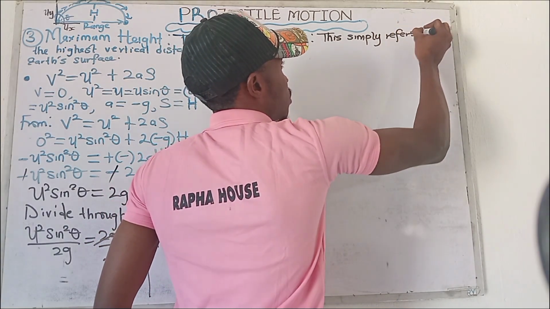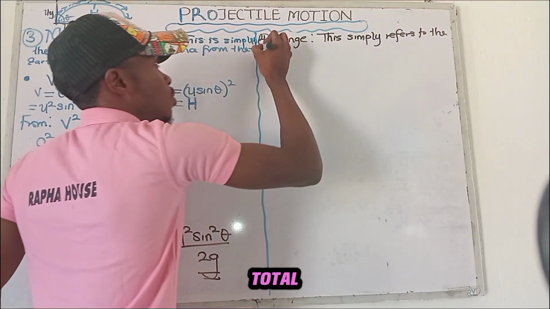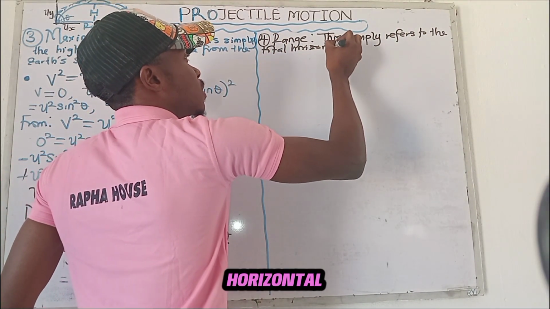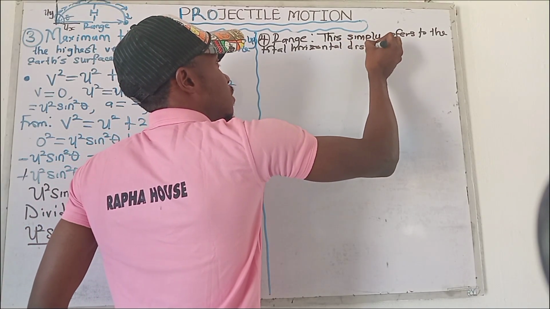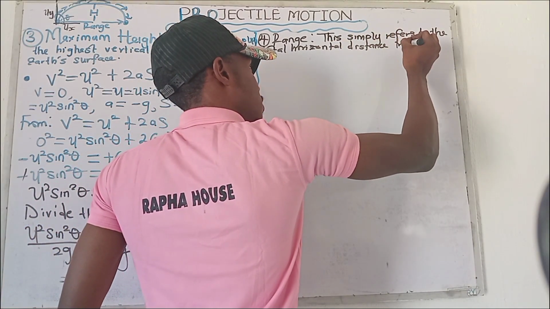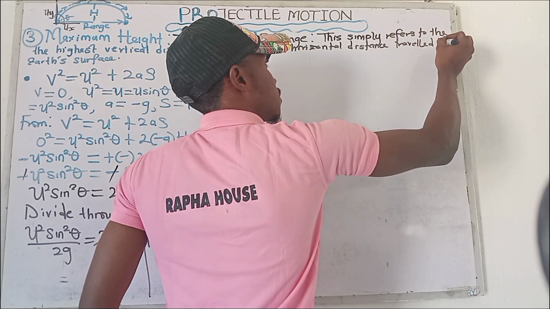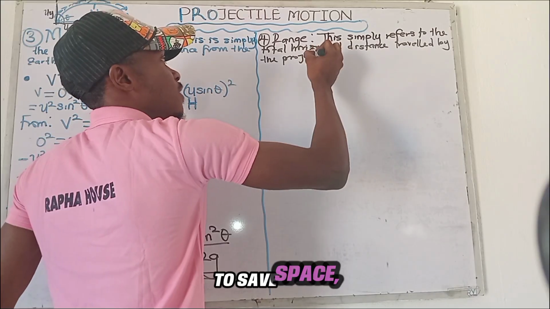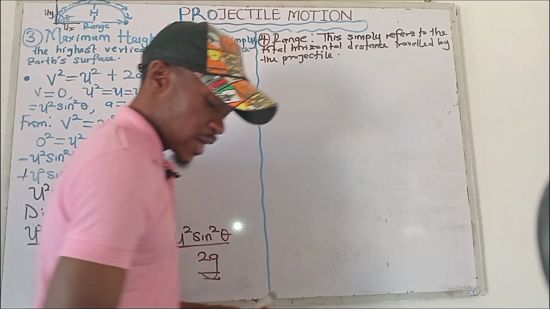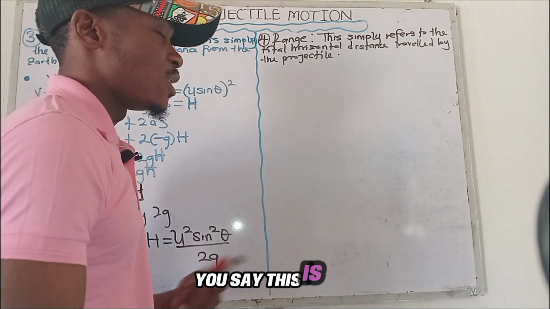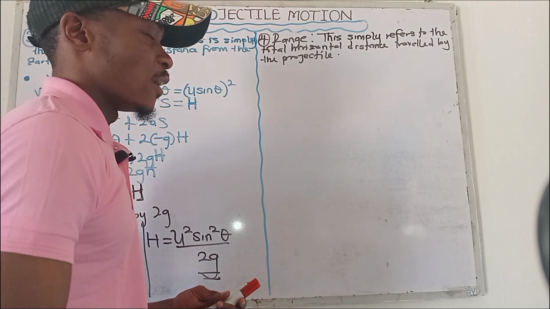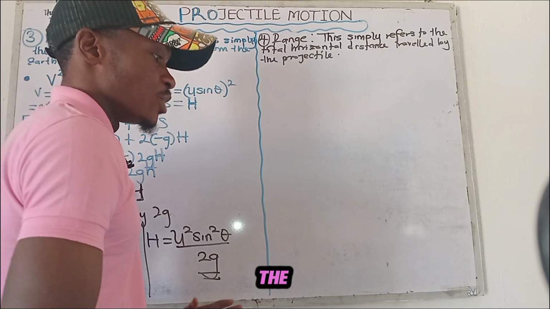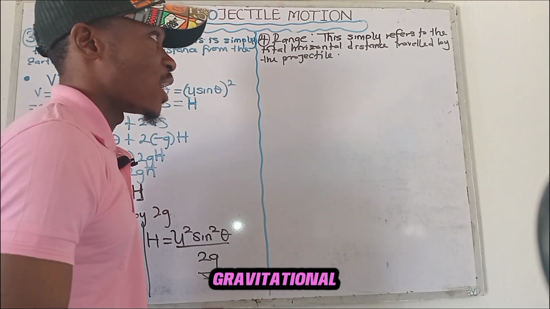This simply refers to the total horizontal distance traveled by a projectile. To save space, I'll stop there. You can further add that, or you can put it this way. You say this is the total horizontal distance traveled by the projectile from the point of projection to when it returns to the Earth's surface under the influence of the Earth's gravitational force.